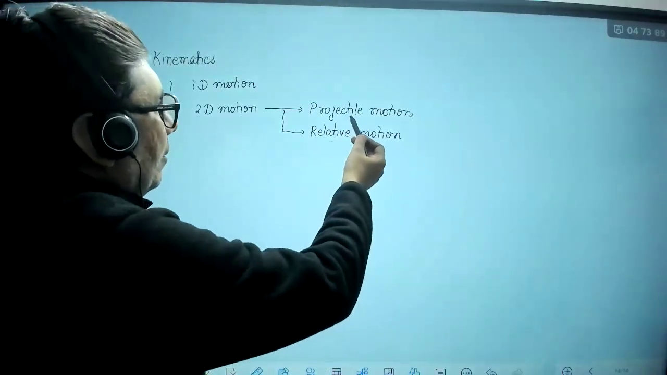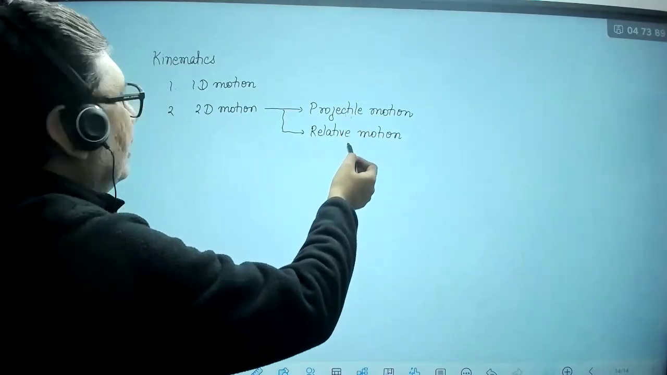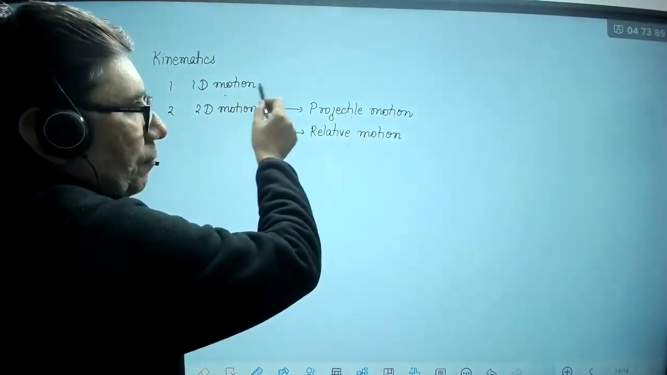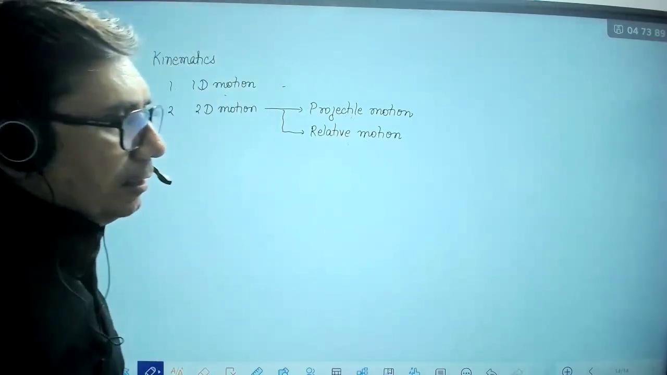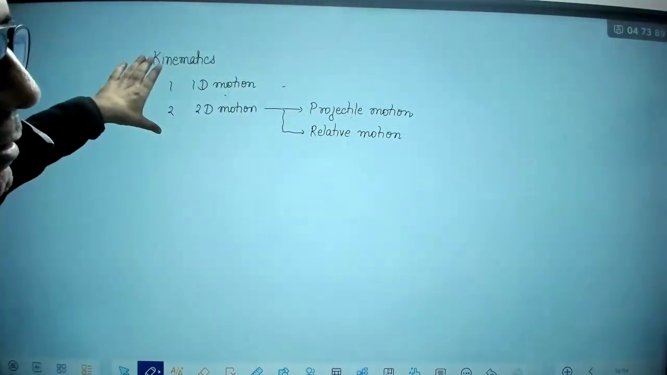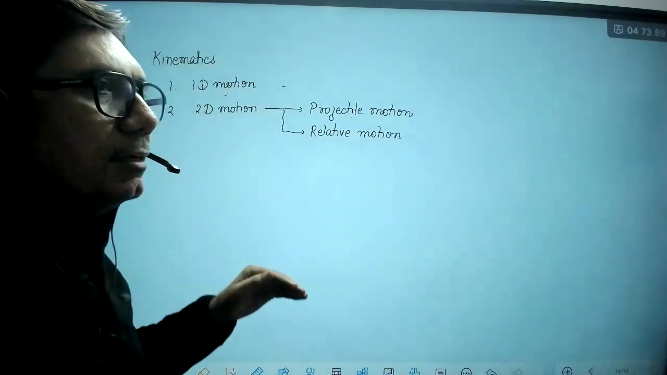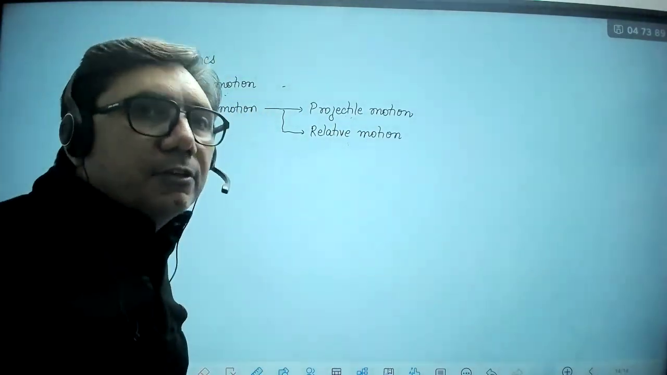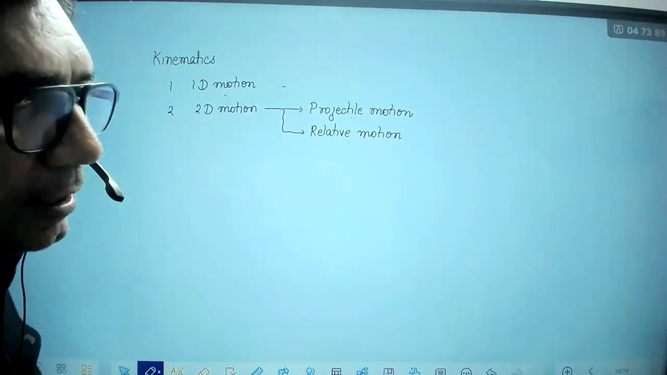So here I'm going to discuss projectile motion and relative motion, and after that I will discuss their questions of 1D motion, projectile motion, and relative motion. So in this way, the first section will be completed. After that, you are going to have Newtonian mechanics, Newton's laws of motion, friction, work energy. So all these topics I am going to do.